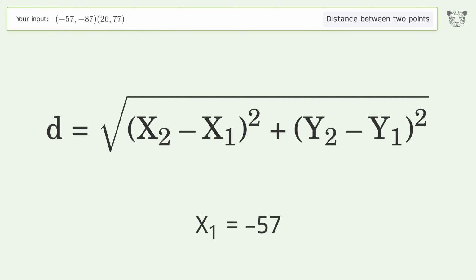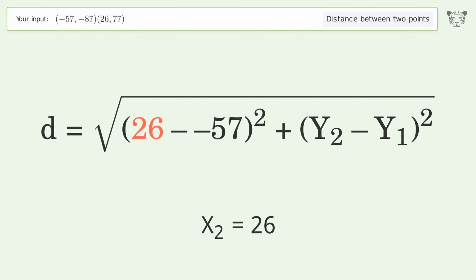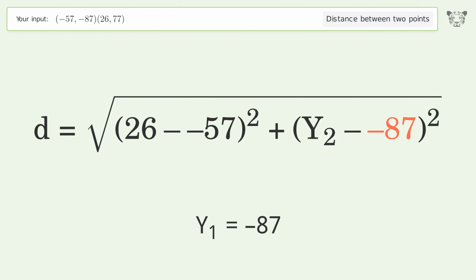x1 equals negative 57. x2 equals 26. y1 equals negative 87. y2 equals 77.